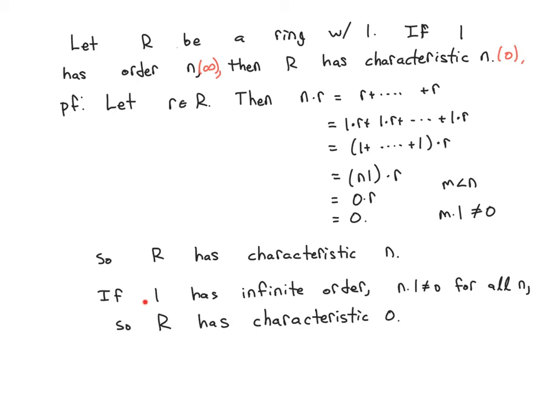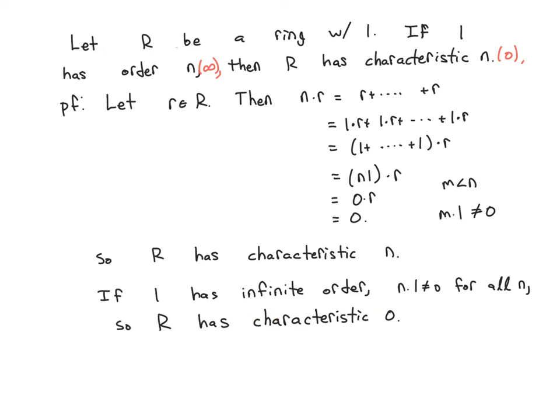On the other hand, if 1 has infinite order, then n dot 1 is never 0. And so that means there is no integer n for which n dot r equals 0 for every element of the ring, because there's no integer n for which you get the condition for 1. So R has characteristic 0.